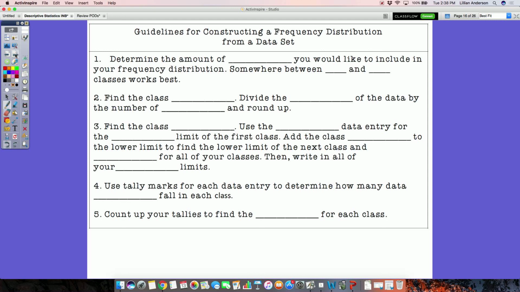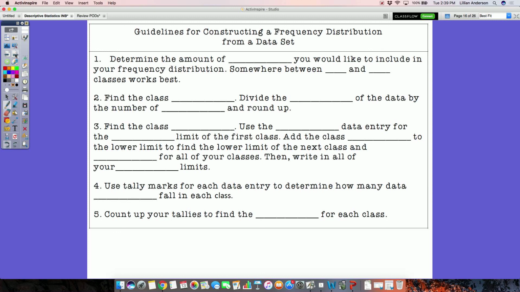So the first step, we're going to determine the amount of classes you would like to include in your frequency distribution. Normally, for a lot of the problems we're going to be working with, the classes are going to be between 5 and 15. No less than 5, but no more than 15. All right? That's a choice that you make.